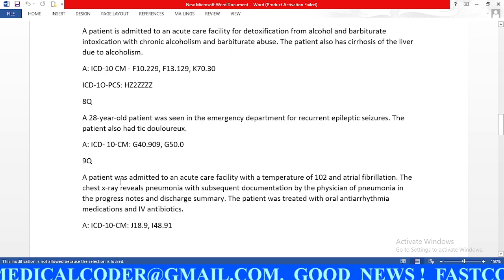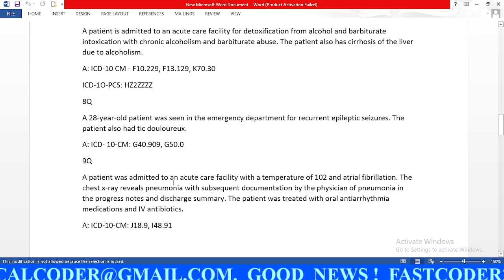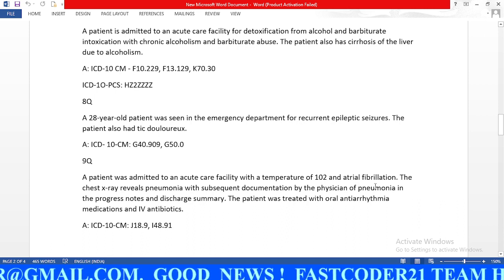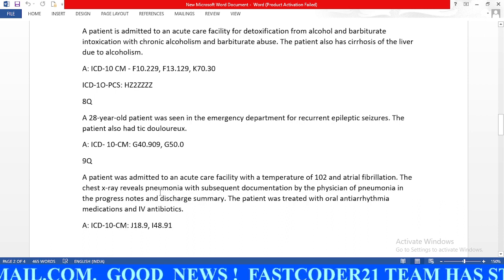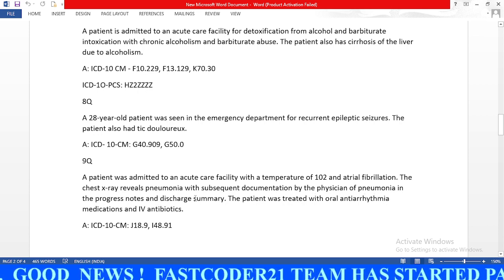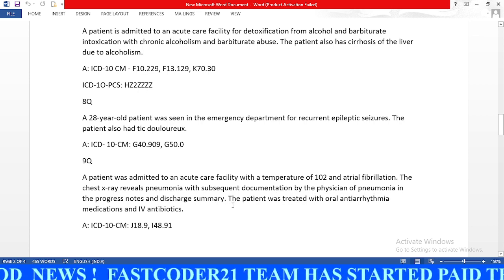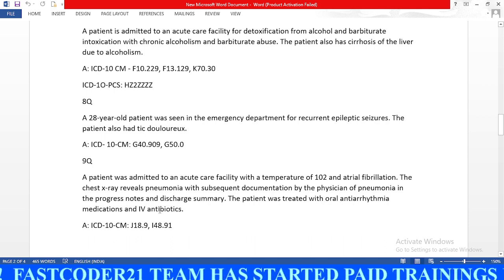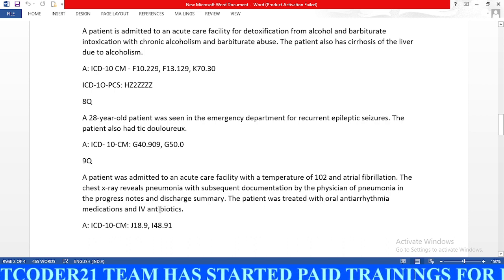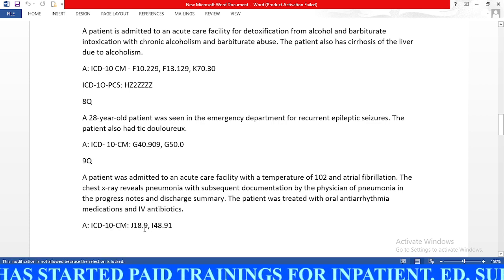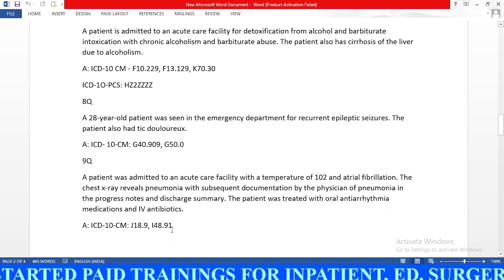So our next question. A patient was admitted to an acute care facility with a temperature of 102 and atrial fibrillation. The chest X-ray reveals pneumonia, with subsequent documentation by the physician of pneumonia in the progress notes and discharge summary. The patient was treated with oral anti-arrhythmia medications and IV antibiotics. Here the ICD-10-CM codes are J18.9 and I48.91.